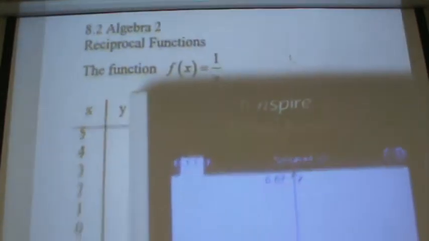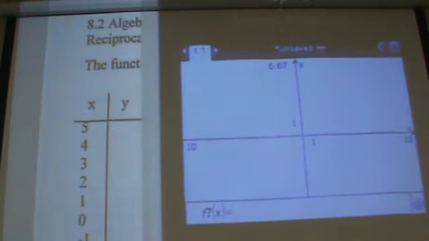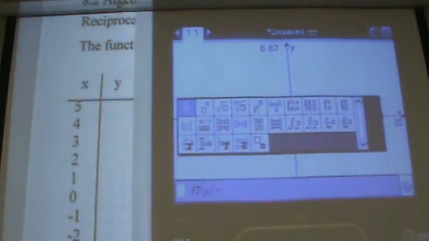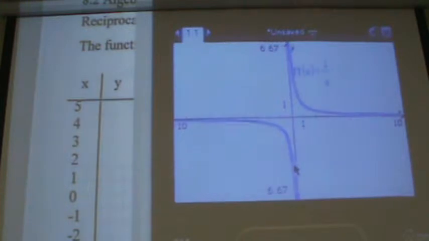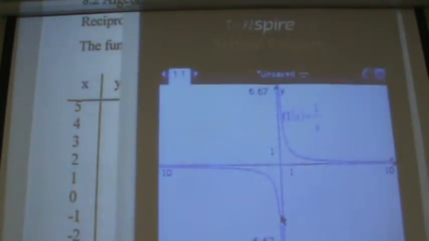Now, how do you type in y equals 1 over x? You're going to hit that button where you get your fraction, and then you're going to do 1 over x, and hit enter. Now, what do you see there? Describe this graph to me.